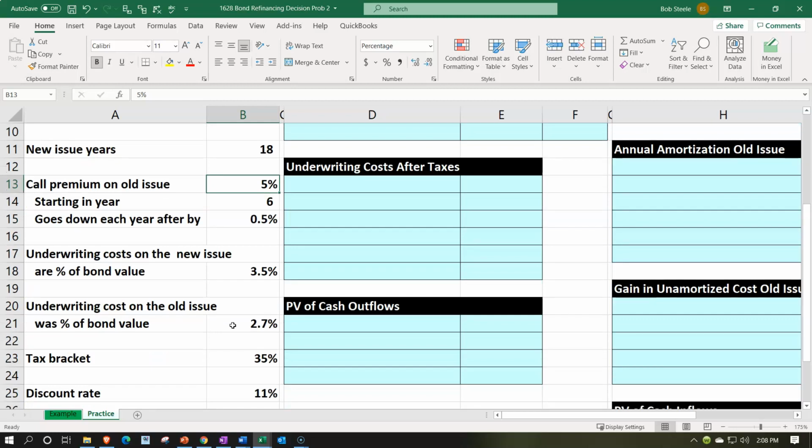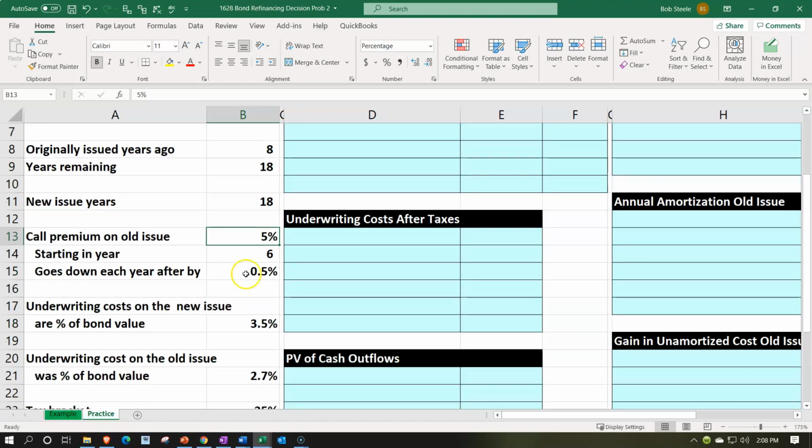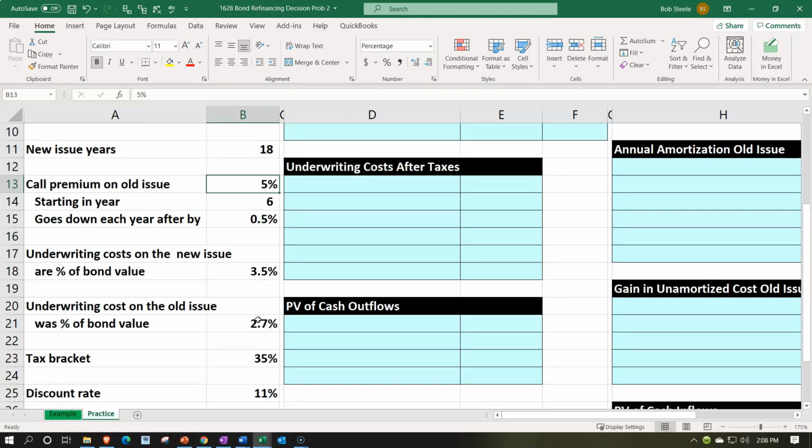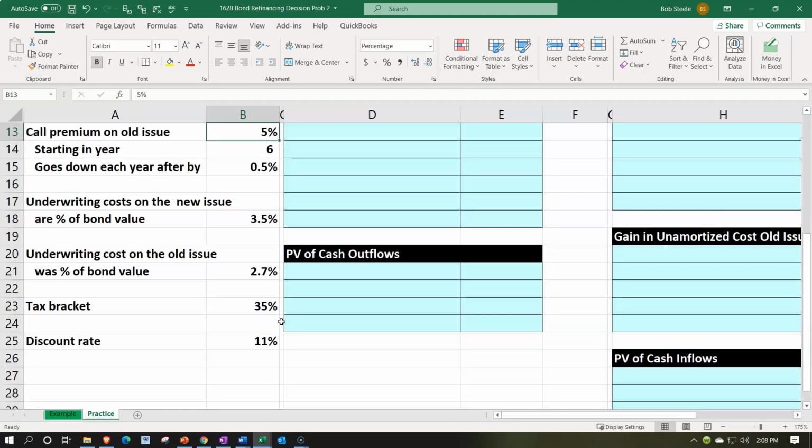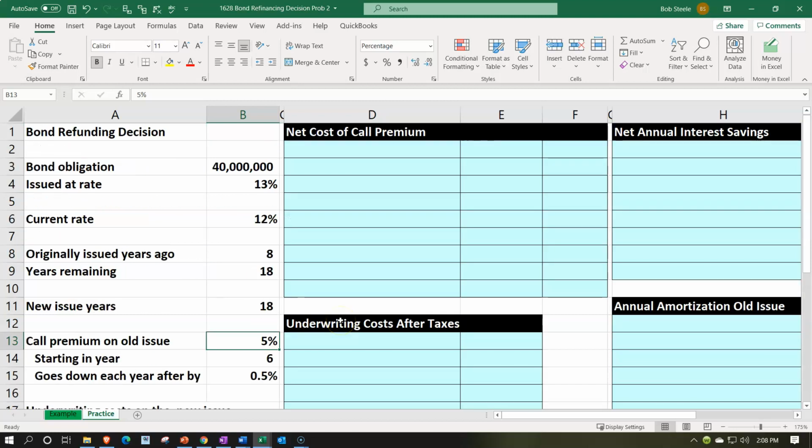And then we have the underwriting costs on the new issues as a percent of the bond value. So the bond value is the 40 million, so we'll have to take that percent of the bond value. Underwriting costs on the old issue was a percent of the bond value, same calculation, times the 2.7%. And then the tax bracket, 35%, the discount rate at the 11%.